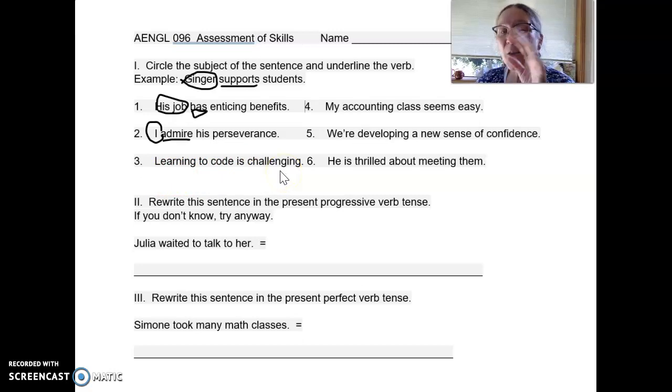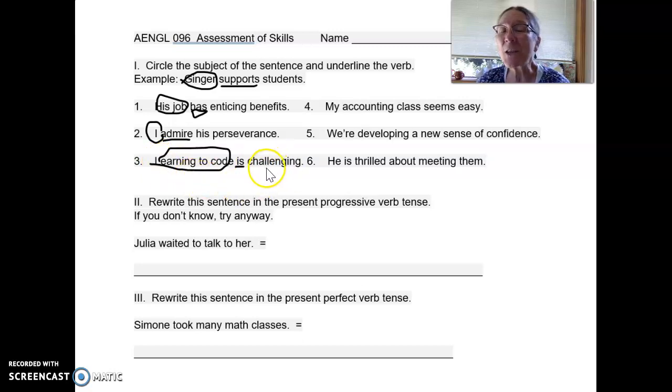I took a class, it's over now. Learning to code was challenging. There's the verb. It's tiny, it's the be verb. Nothing else in there is the verb. Don't be fooled. All right, so who or what is challenging? And you say, oh, it's a what? Learning to code. Oh, that's a thing. That's a gerund subject. My favorite, gerund subject.